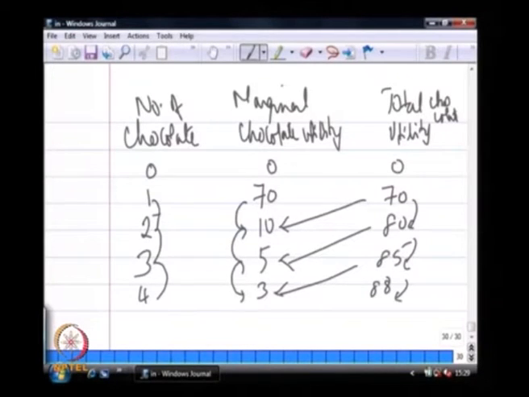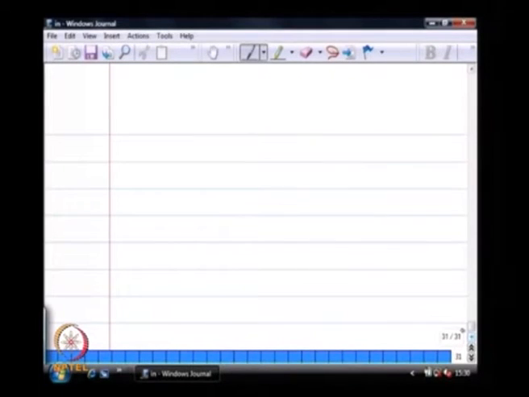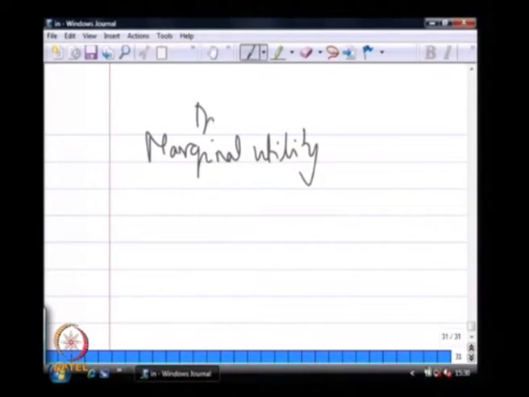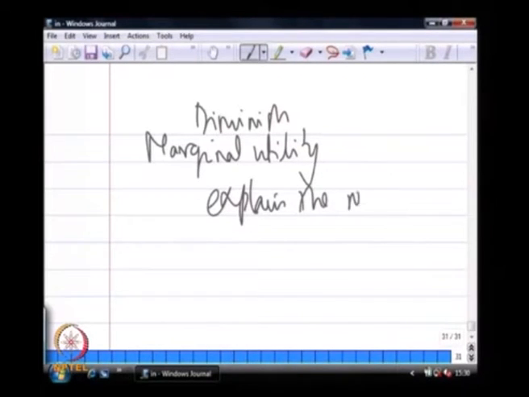The law of diminishing marginal utility in this case helps economists to understand the law of demand and the negative sloping demand curve. Actually, it is this diminishing marginal utility that explains the negative demand slope.